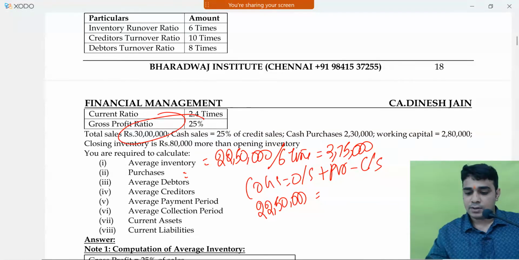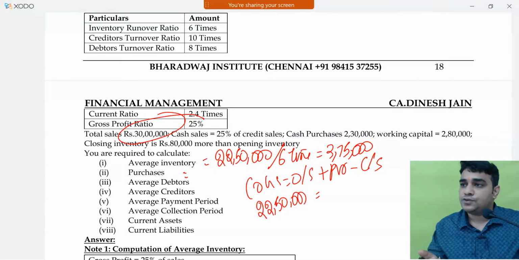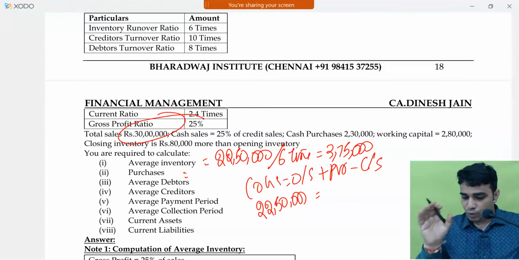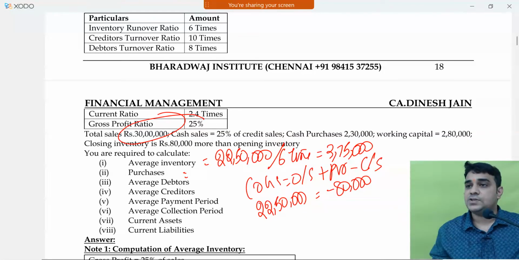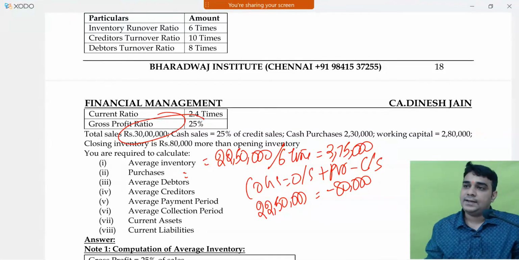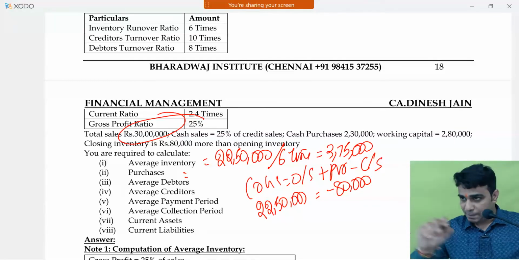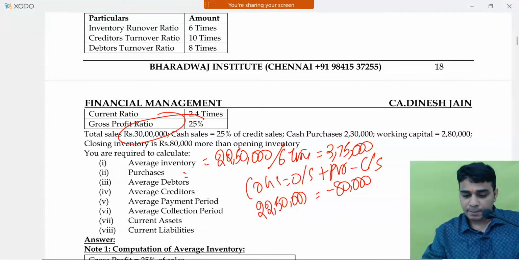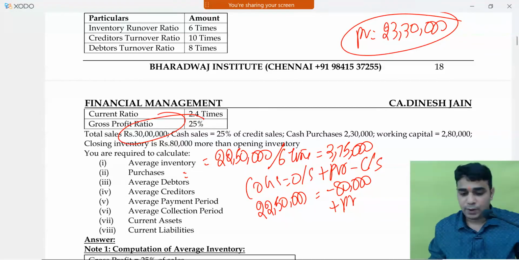Opening stock minus closing stock. They said closing inventory is 80,000 more than opening inventory. So opening stock minus closing stock is minus 80. The difference is 80,000 but minus because it's opening minus closing plus purchase. So purchase will turn out to be 23 lakh 30.